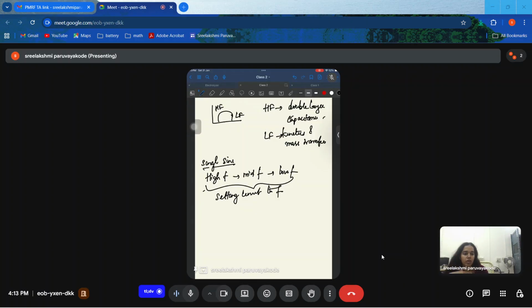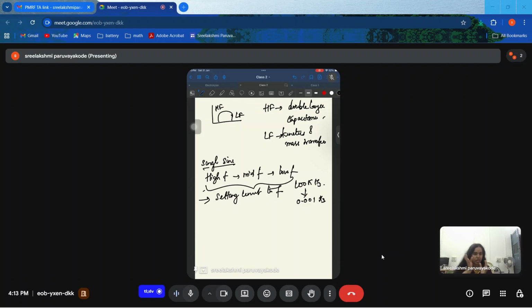We can say what the limit of the frequency is. Usually we go from 100 kilohertz, and we can go as low as 0.001 hertz. So it all depends upon what range of frequency we are setting. This is very important to decide which range of frequency we have to carry out the experiment.